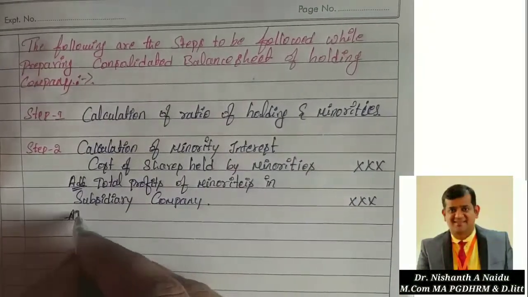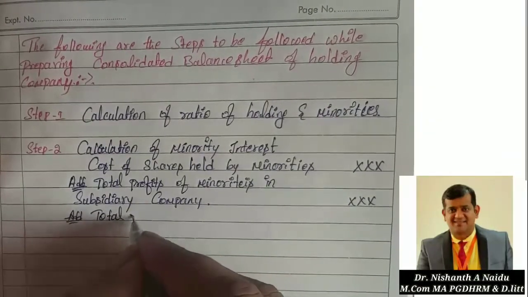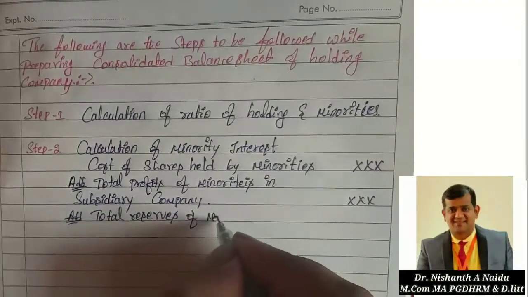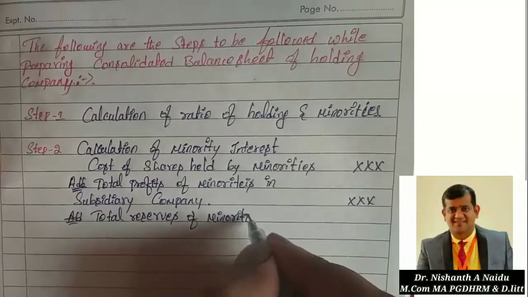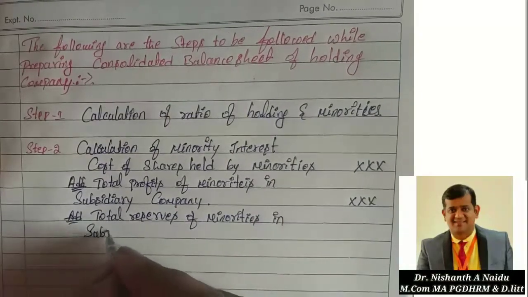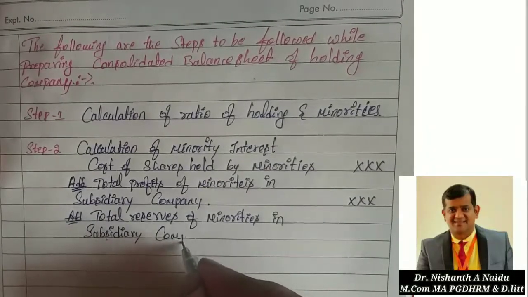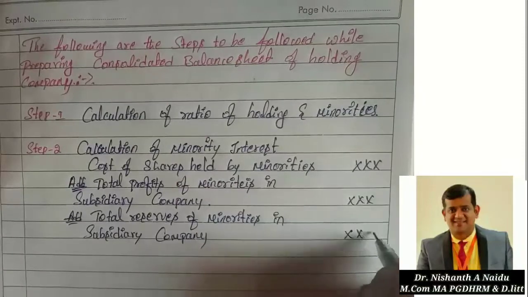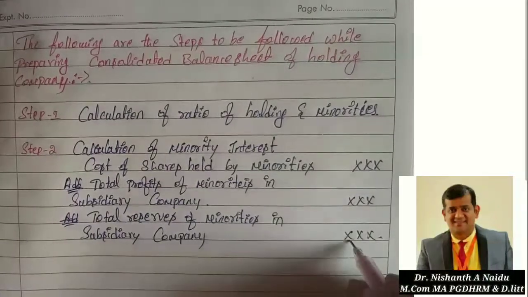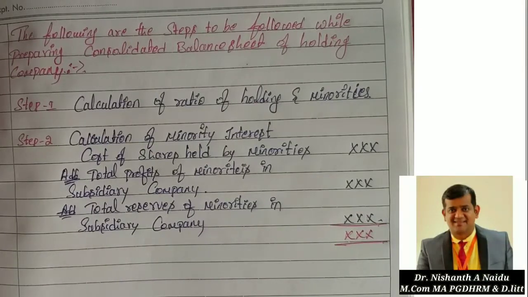Next, add total reserves of minorities in subsidiary company. After short we will calculate this and we will write the total here. Okay, so this is the second step.